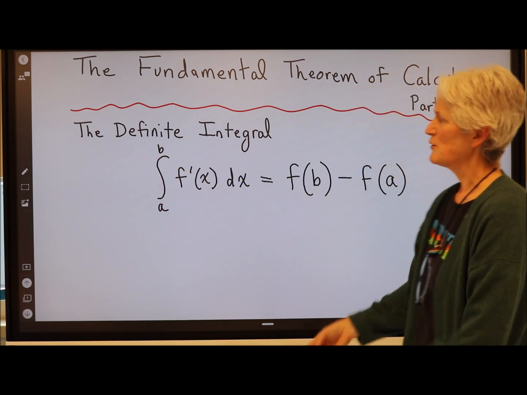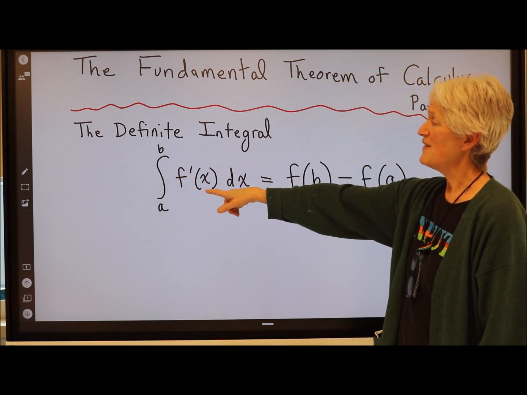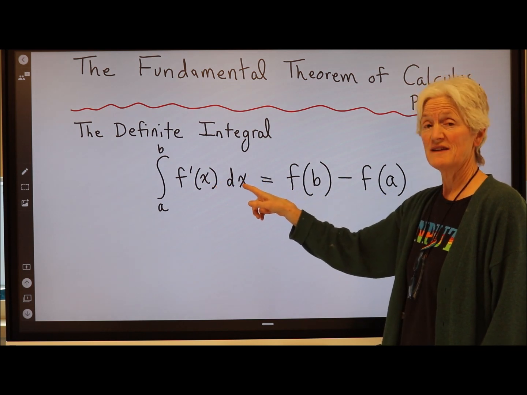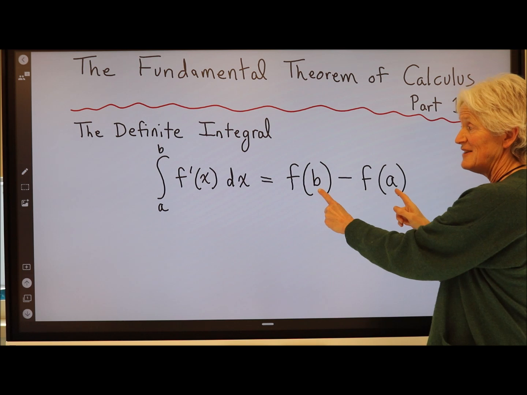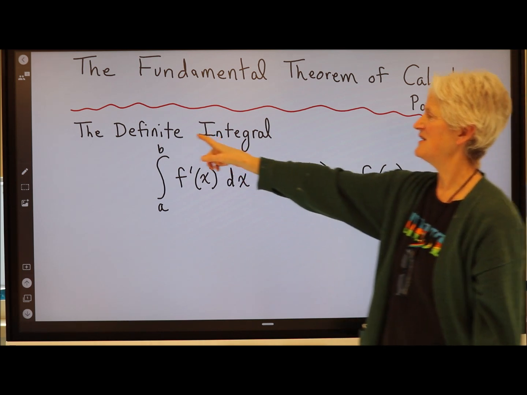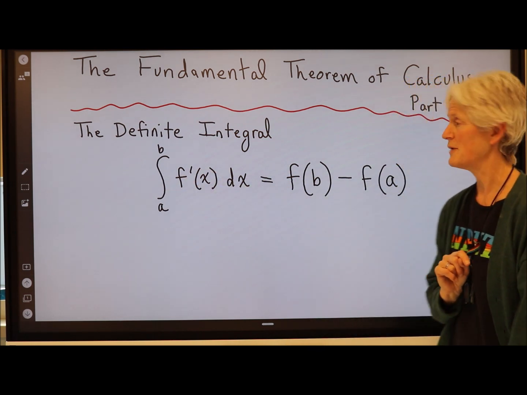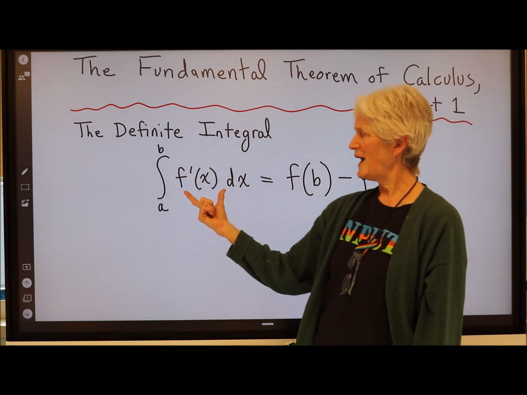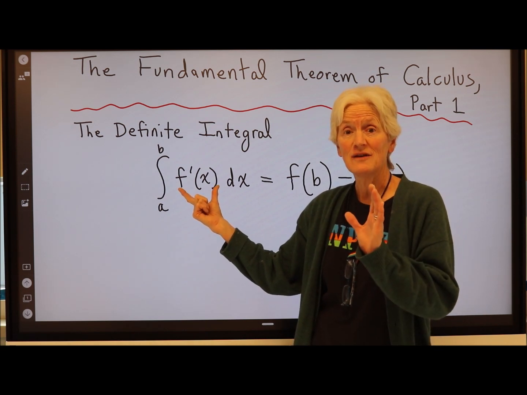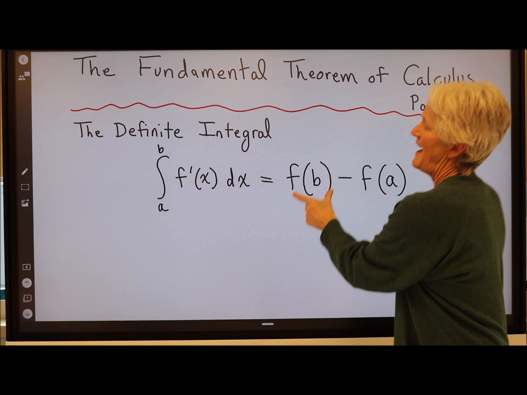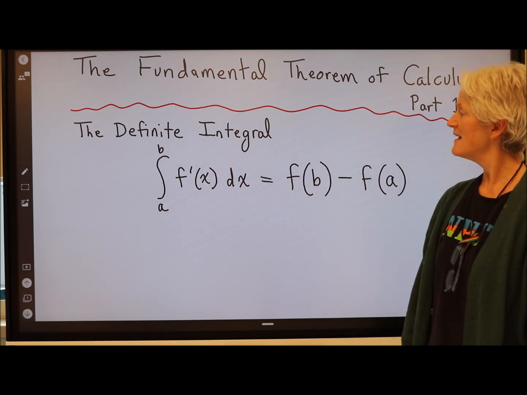So the definite integral basically says if you take the integral of f prime of x with respect to x, you find its antiderivative and analyze it at b, and then subtract it analyzed at a. I think we could agree that the antiderivative of f prime of x is f of x. So it's f of b minus f of a. This is the definite integral.